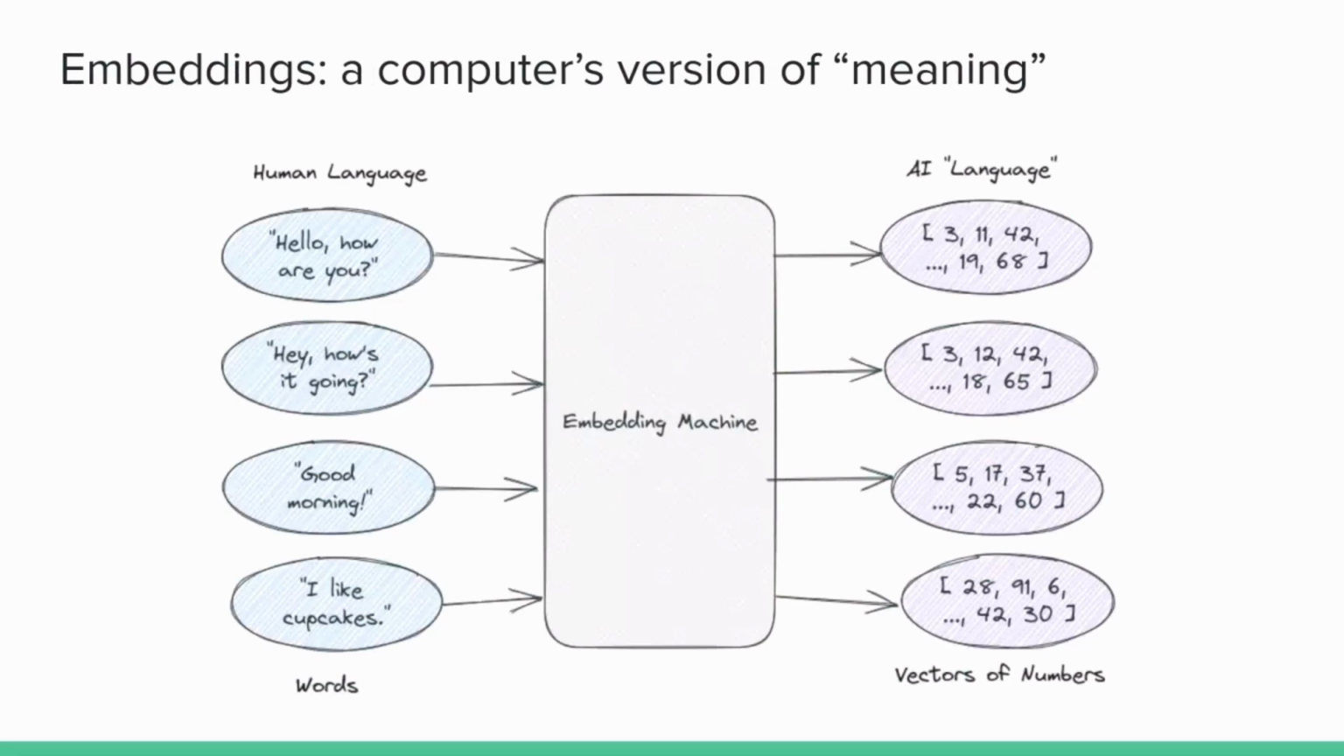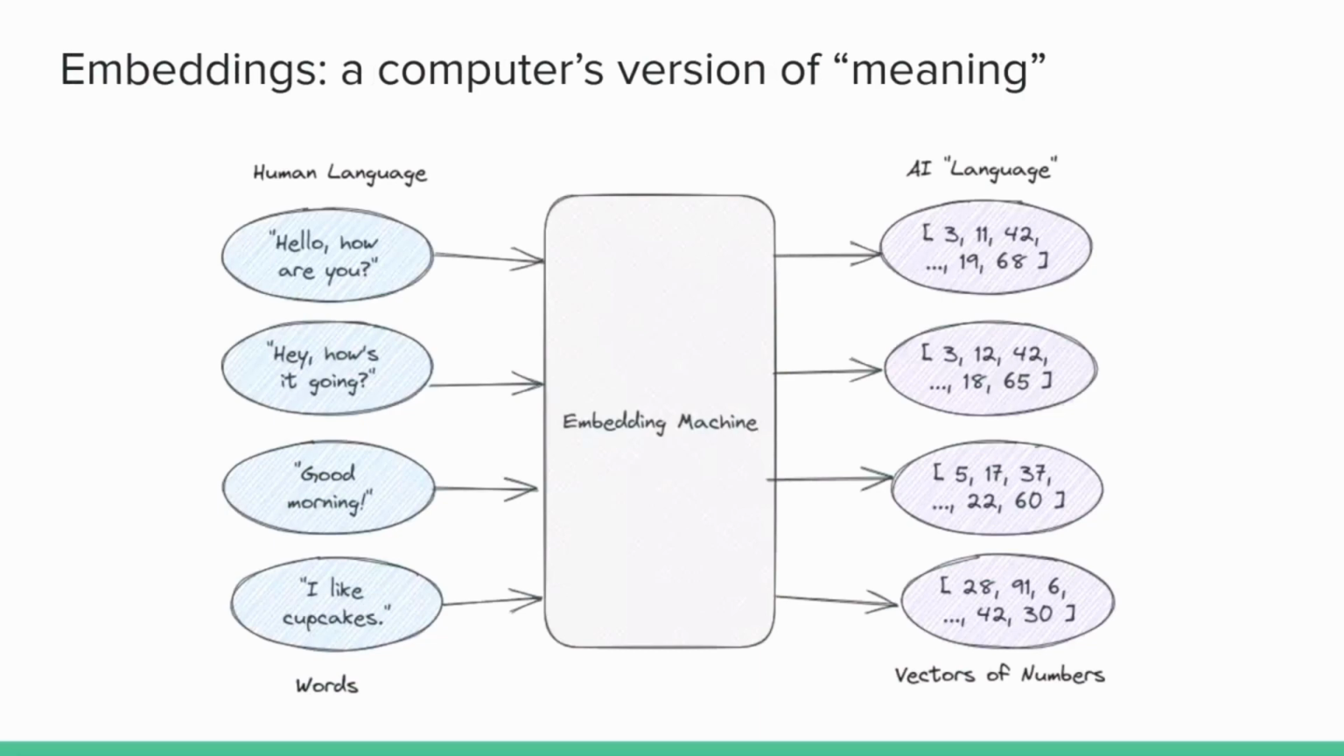AI's representation of language can be translated into vectors of numbers. So you can imagine we have a translator that goes from human language into AI language. On the left, you would have a human saying, hello, how are you? Then you pass it through this translator to AI language, and it spits out a vector of numbers. These vectors of numbers are called embeddings. That's what people are talking about when they use embeddings. So you could think of this thing as an embedding machine.